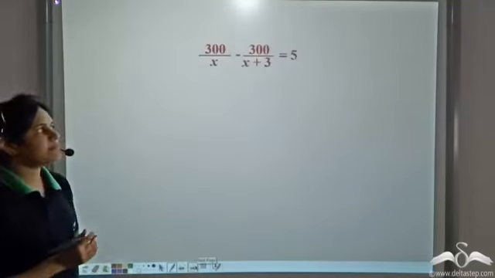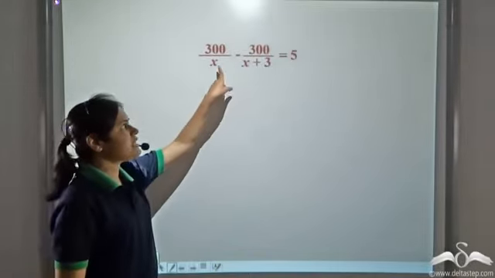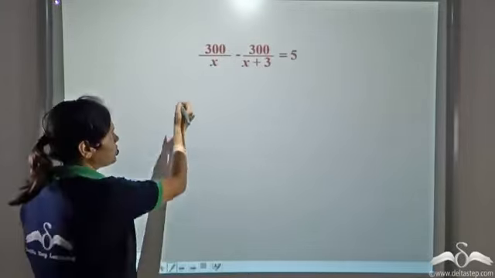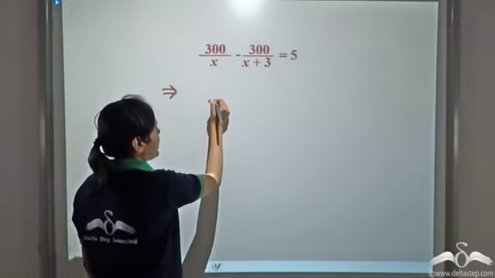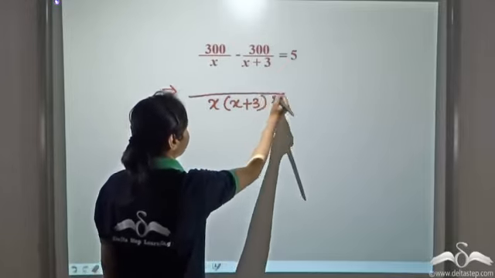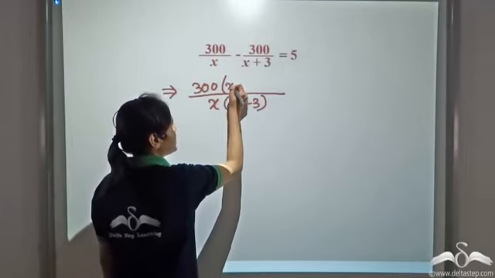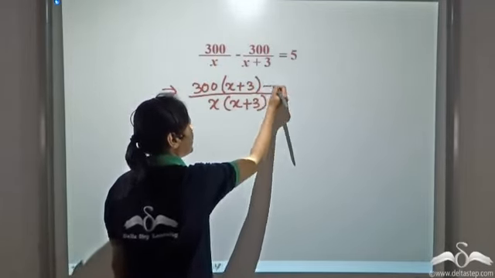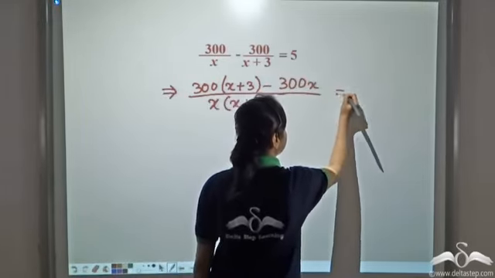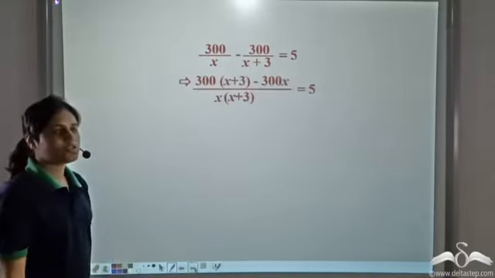So let us simplify this. For simplifying this, we take the LCM of the two denominators of the two terms in the left hand side. So this gives us x into x plus 3 in the denominator, and this becomes 300 into x plus 3 minus 300 into x, and the right hand side remains as it is. So this is what we have.